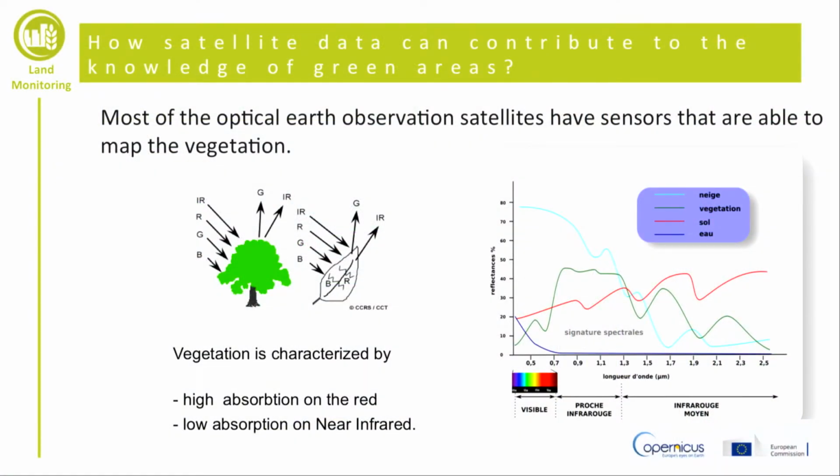In the human visible part of the electromagnetic spectrum, here on the left, it is not easy to make the difference between bare soil and vegetation. But in the infrared, the difference is actually quite obvious.